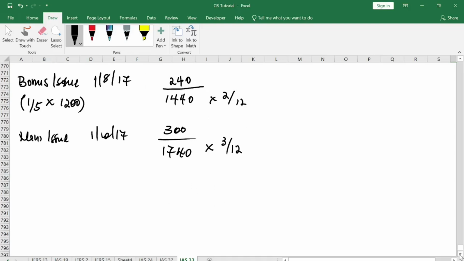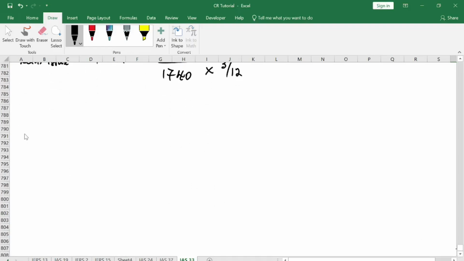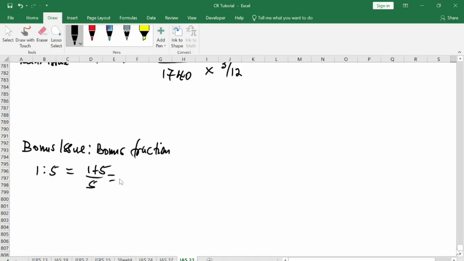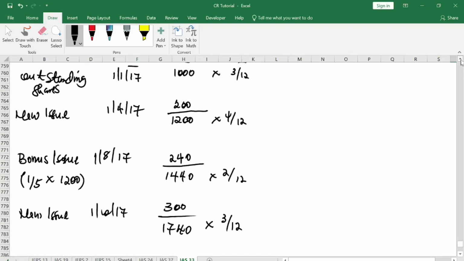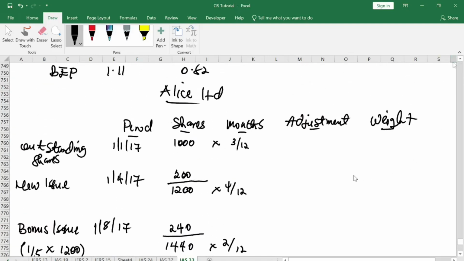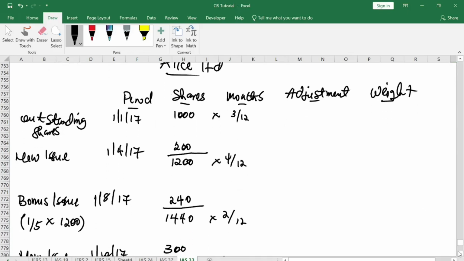Now, when you look at the question, we have what we call a bonus issue in there. If you have a bonus issue, you have to calculate your bonus fraction. So how do you go about it? They've given us that the bonus issue is 1 is to 5. That gives you 1 plus 5 over 5, that gives you 6 over 5. So this is what we are going to use for our adjustment. How do you adjust it? You adjust the outstanding shares prior to the bonus issue.